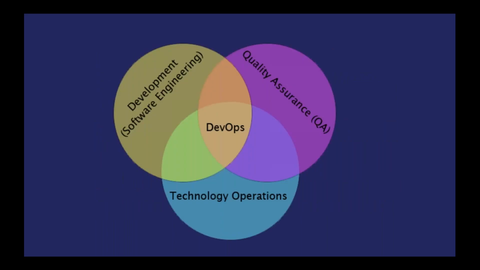Okay, so look into this. Development, quality assurance, technology operations, all these together, and the subset is DevOps. You see it in between. So you are closely related with a QA engineer. You are closely related with technology operations. You are closely related with development.